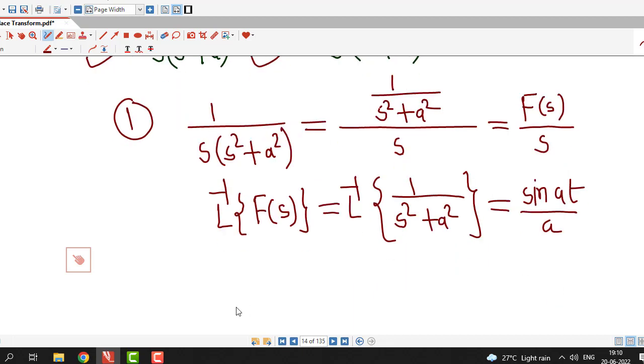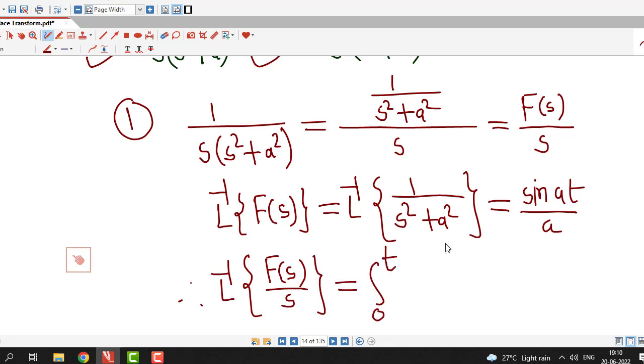So therefore inverse Laplace transform of F of s divided by s is equal to integral of this inverse Laplace transform of capital F of s. And instead of using variable t, we are using another dummy variable, say u. If we wish, we can write t also. So here we have to just integrate this function with respect to u from u equal to 0 to t.